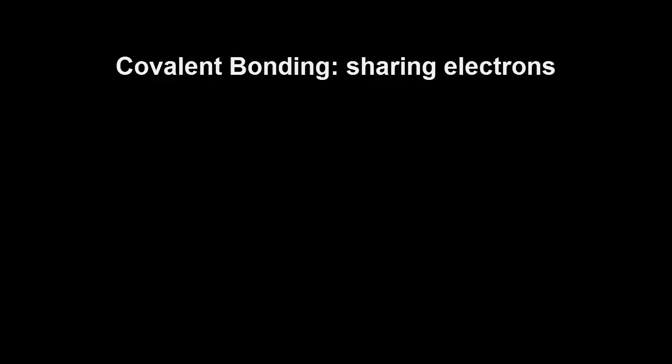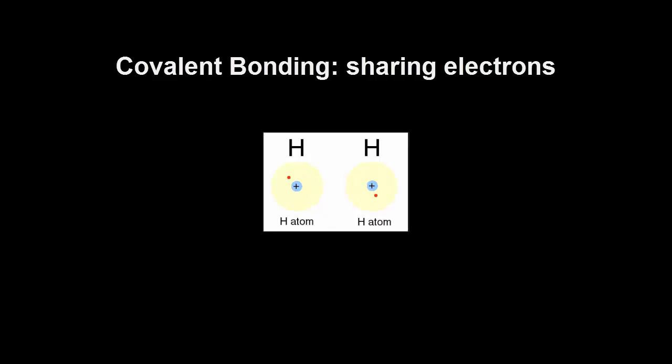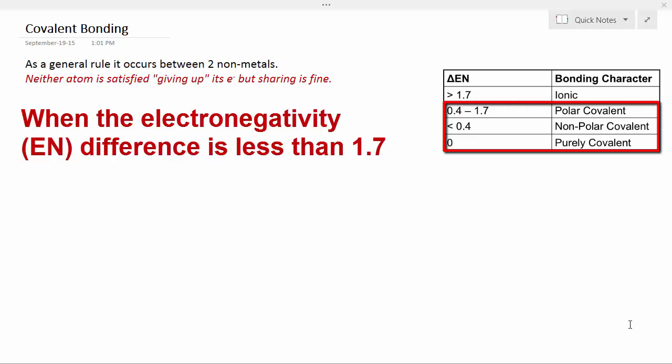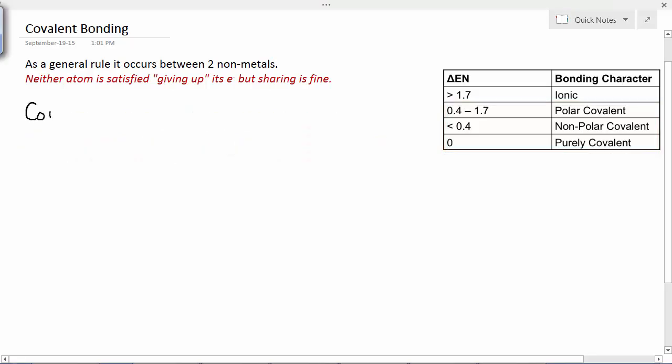Now that you've seen and worked with ionic bonding, it's time to look at the other type that you hopefully remember from grade 10 called covalent bonding. This involves the sharing of electrons. So when is bonding covalent? Well, we used to just say that it was a metal and a non-metal, but now we're going to look at the electronegativity values. When the electronegativity difference between the atoms is less than 1.7, we say that bonding is covalent.